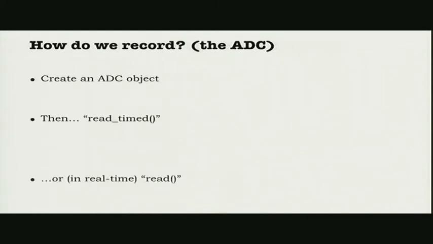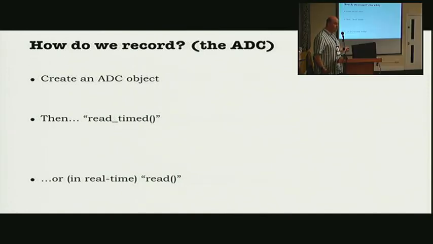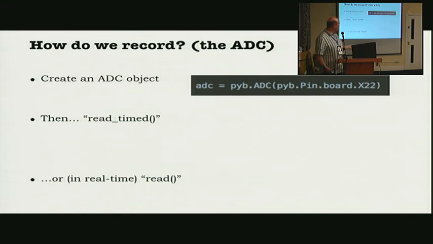So how do we record on this board? Well, we simply create an ADC object. We have two methods. We can call a timed function that just goes away, records audio for us and then stops, or we can access the audio manually with a read function. So effectively we create an ADC object and connect it to the right port.